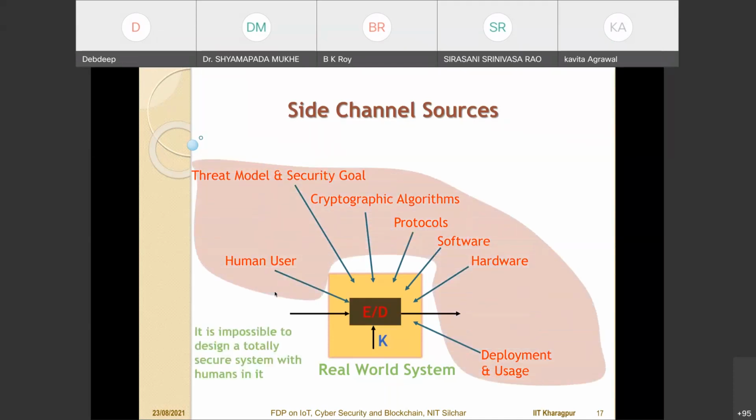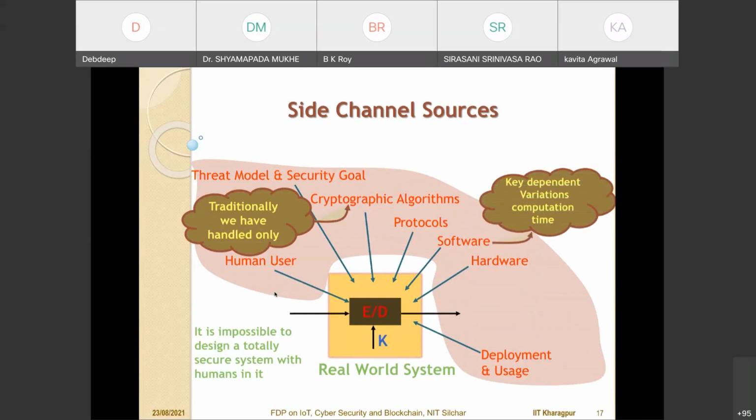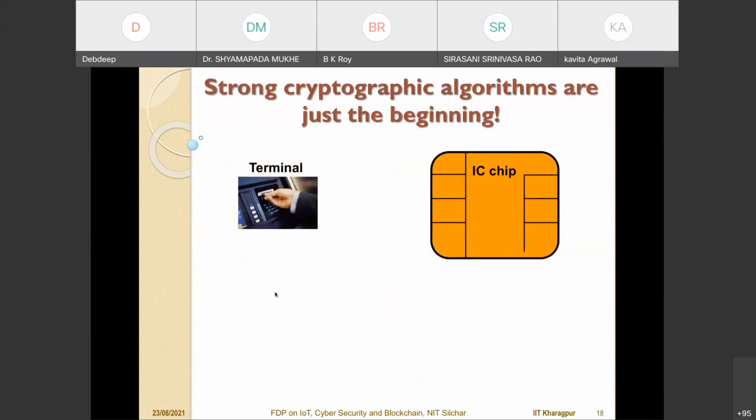But what we are really bothered about, traditionally we have been handling crypto algorithms, but the software implementations give rise to key-dependent variations in computation time. The hardware implementations have several manifestations like power consumption, EM radiations, test methodologies, behavior under faults, and so on. Some of this we will try to look at in our discussion.